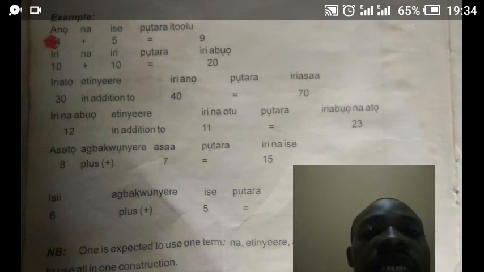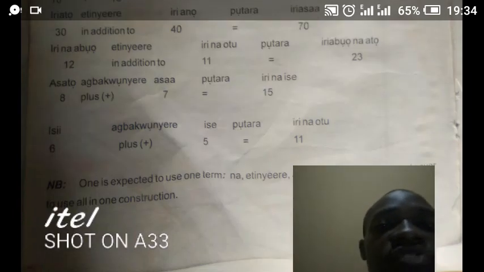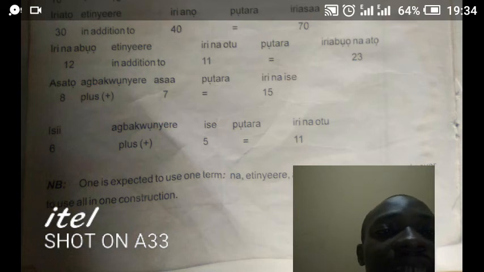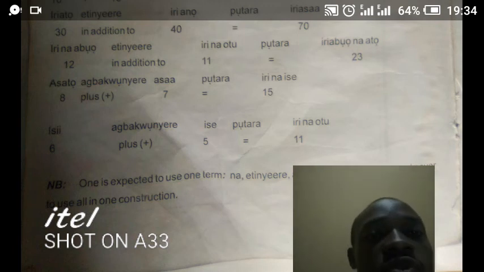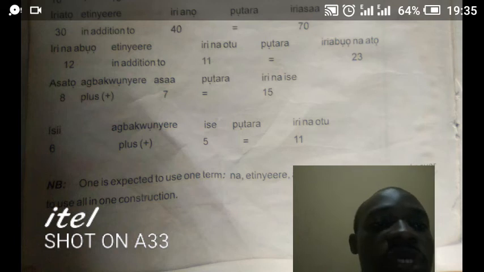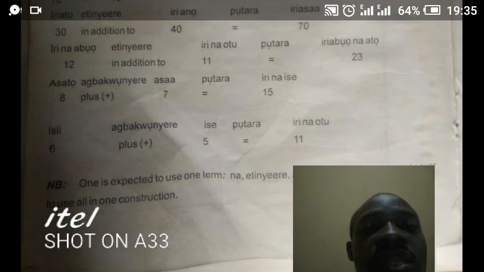70. Alright. Iri na abụọ etinyere iri na otu pụtara iri abụọ na atọ, which means 12 in addition to 11 is equals to 23. The next one is asatọ agbakwunyere asaa pụtara iri na ise. That is 8 plus 7 is equals to 15. Alright, so isii agbakwunyere ise pụtara iri na otu, which means 6 plus 5 is equals to 11. Alright.